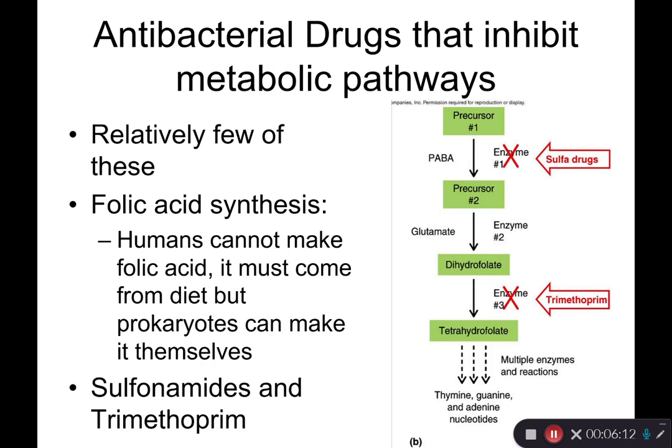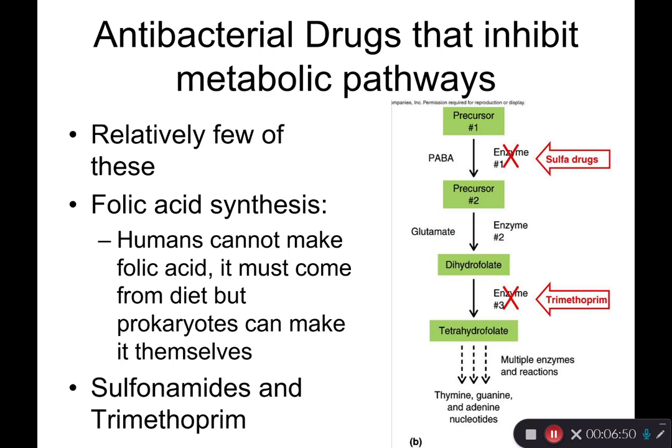Trimethoprim is another class of antibiotics that will inhibit a different enzyme in the same pathway. So it's still using competitive inhibition here, just it's not outcompeting PABA, it's a different molecule. So if you've ever taken Bactrim before, that's a combination of a sulfa drug and trimethoprim. Typically, they're prescribed synergistically. They're used together at the same time.